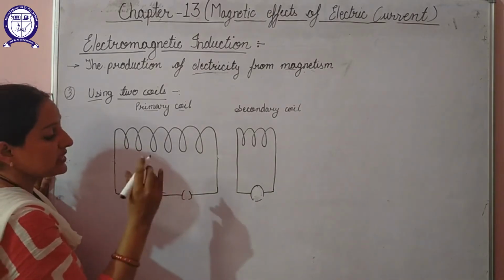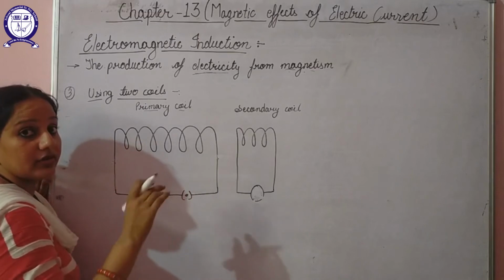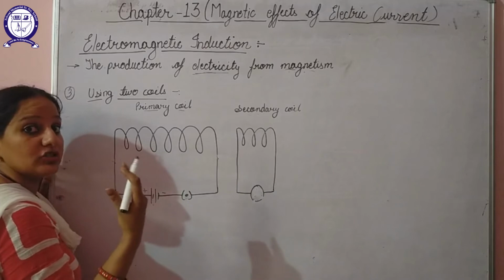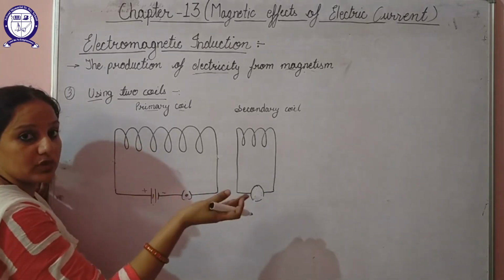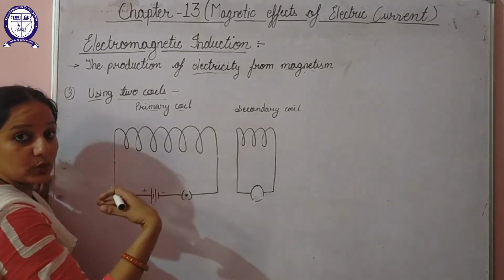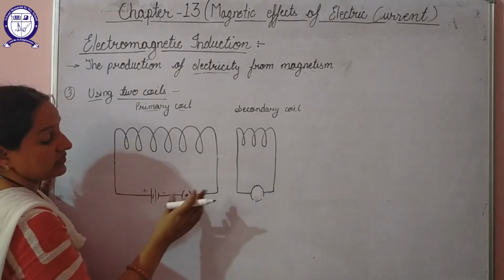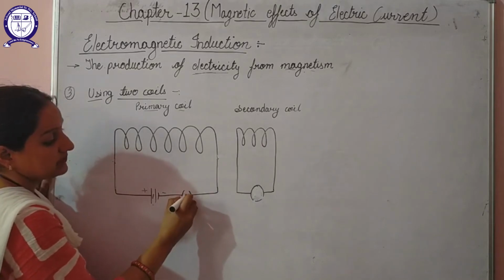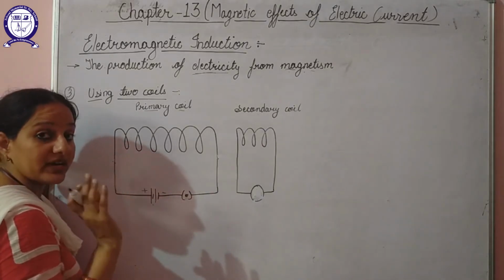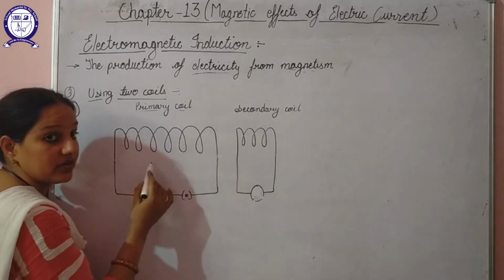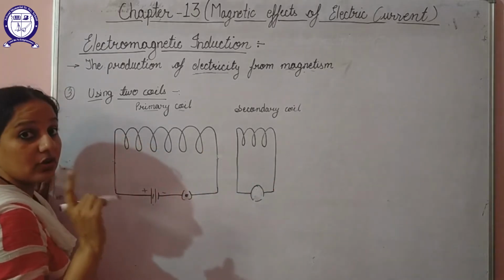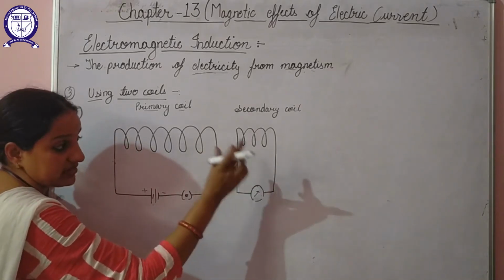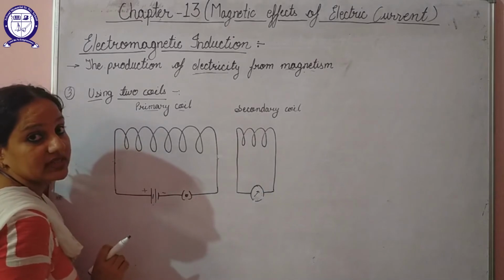So from this we can say that if I continuously turn the key on and off, then the galvanometer will also show continuous deflection, one time towards left, then towards right, then towards left, and then towards right. So in this way, by continuously switching it on and off, I am changing the magnetic flux across the secondary coil, because of which current will be induced in this secondary coil, which is shown by the deflection in this galvanometer.